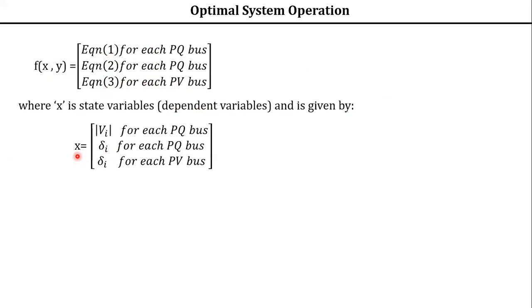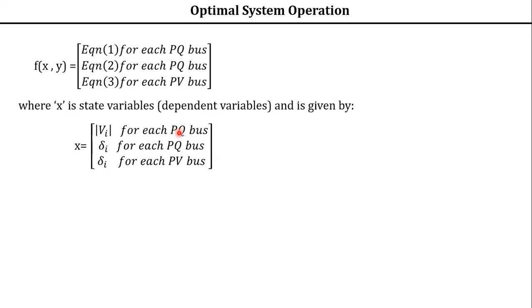What are state variables? I think you might have studied state space representation of any control system in control systems. State variables are the smallest set of variables which determines the complete behavior of the system. Understood? So that is your state variable. Here x is a state variable, also called the dependent variable. Why is it called a dependent variable? Because these are dependent on some other parameters.